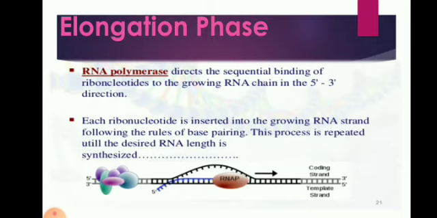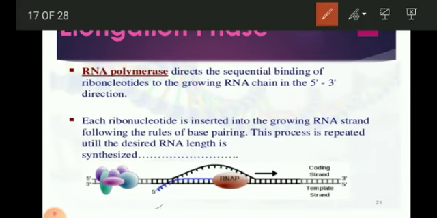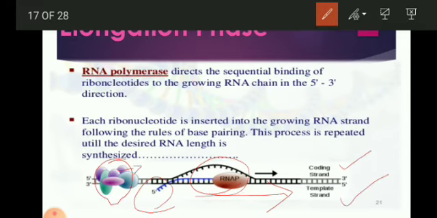Now we will talk about the elongation phase. So RNA polymerase directs the sequential binding of ribonucleotides to the growing RNA chain at the 5 to 3 prime end. So you can see here, this is the 5 prime and this is the 3 prime end. A very important thing is that this is RNA polymerase. It has started from here, but now it reaches here. So the first strand is the coding strand and the other one is the template strand.